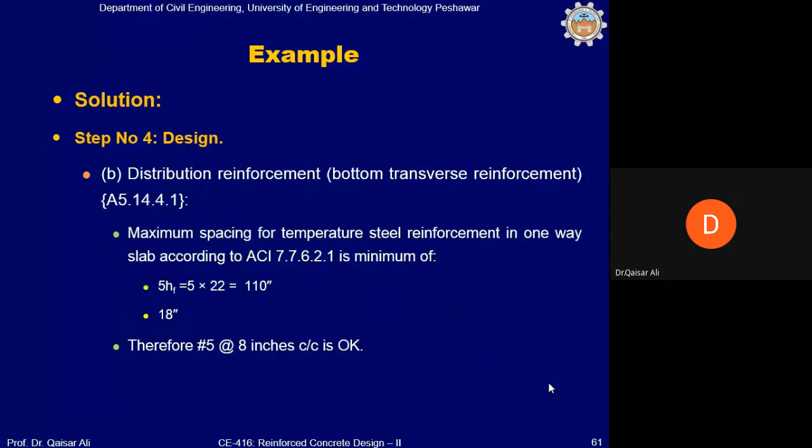Similarly, the top transverse and longitudinal reinforcement will also be placed according to the H2 code. The maximum spacing for temperature and shrinkage reinforcement in one slab according to this is the minimum of this, 18. So also for top reinforcement in transverse and longitudinal direction we will provide number 5 at the rate of 18 center to center, because it is also the minimum reinforcement that we have calculated for bottom transverse reinforcement.